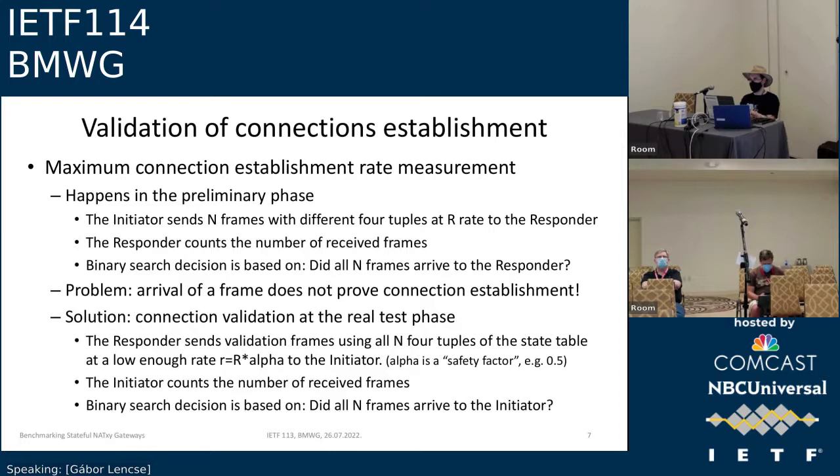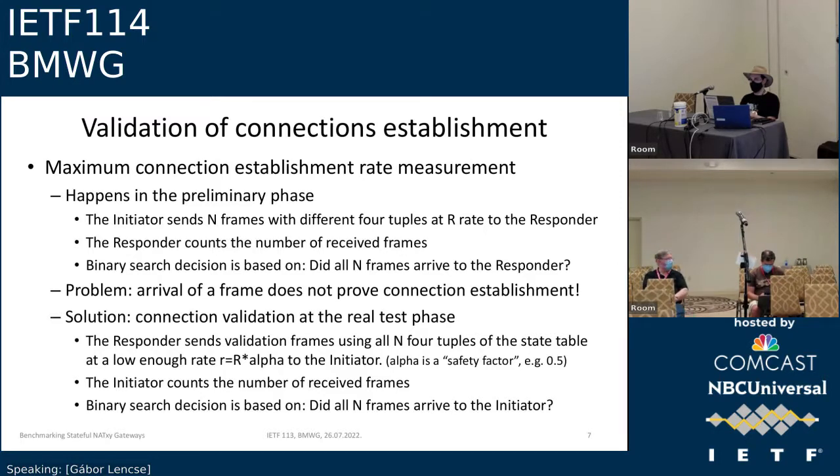So if all frames arrived, then we say the test was successful, and we choose the upper half interval from the binary search. If even one test frame was lost, then it shows a lower half interval. And this is the binary search. It determines the highest rate at which all frames result in a new connection.